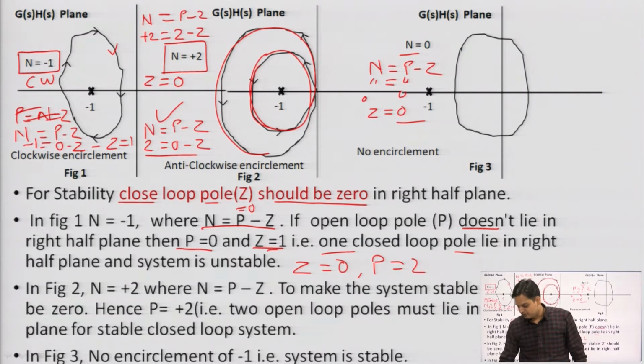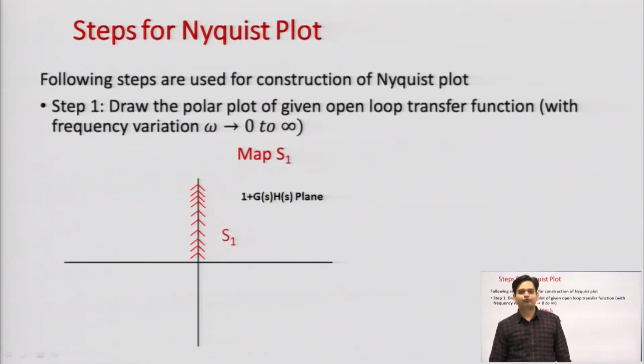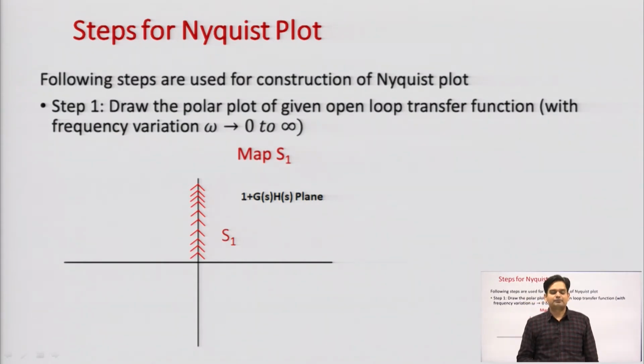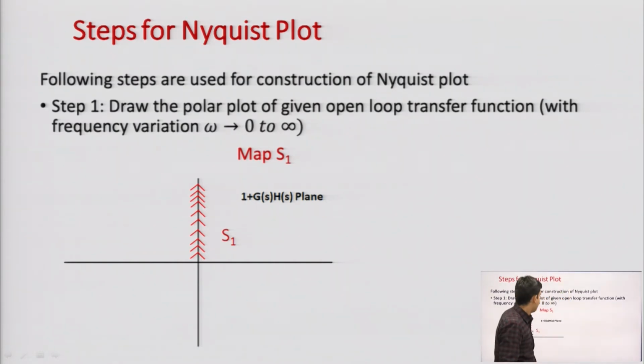Okay. So, we would like to understand this concept using the following Nyquist plot. Before starting the Nyquist plot, we would like to see the basic steps to construct it. For that purpose, we need to construct a Nyquist contour or a Nyquist plot. Here we need to do this mapping in the 1 plus GS plane. So, here we need to do this map S1.